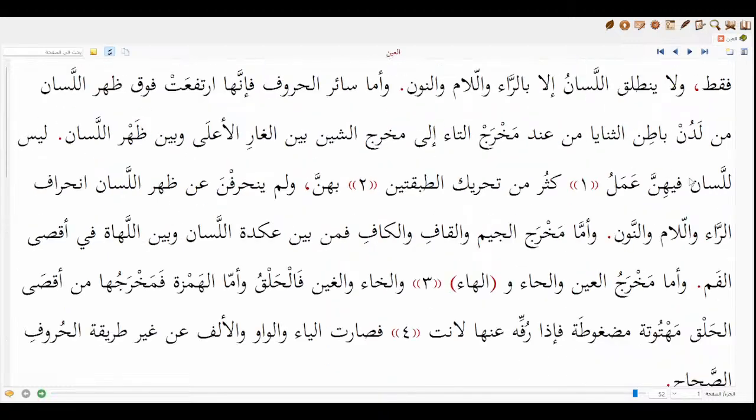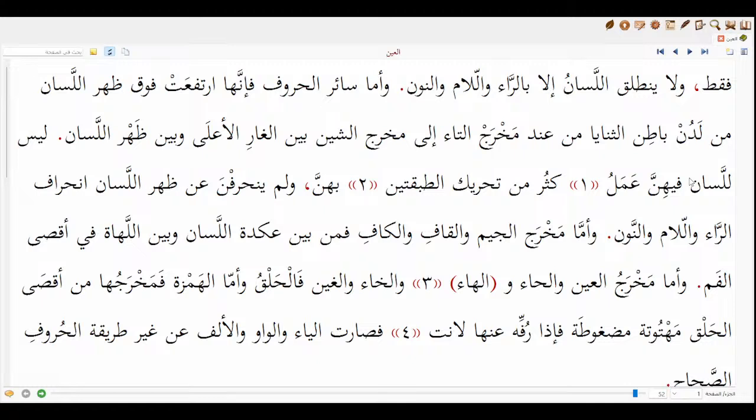فقط. ولا ينطلق اللسان إلا بالراء واللام والنون. And the tongue isn't specifically used by itself to pronounce a letter except within ra, lam and nun. All the other letters, although there may be usage of the tongue, still there will be another part of the mouth used as well to pronounce that letter. But letters which are specifically only pronounced with the tongue, those are ra, lam and nun. That's why these letters are called حروف الذلق أو ذلقي.